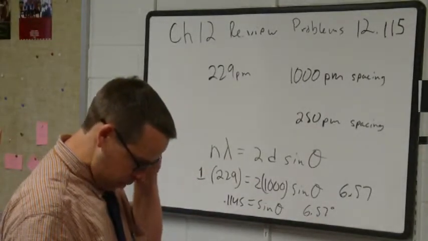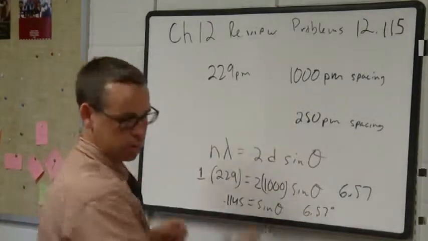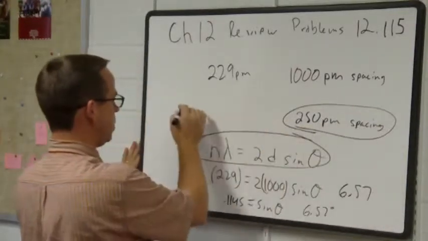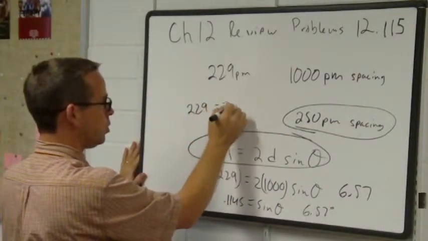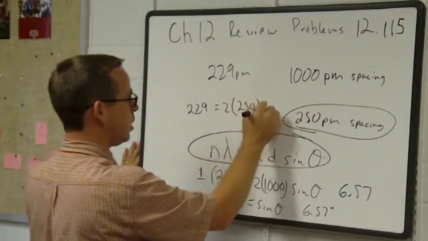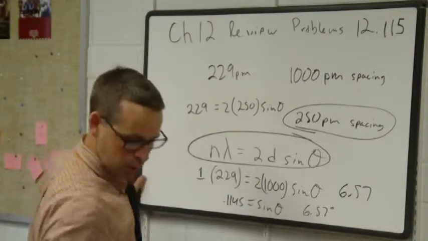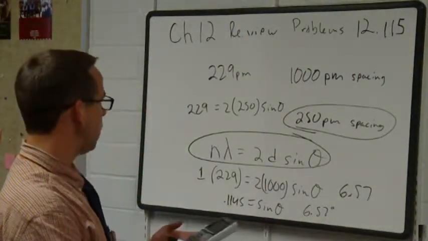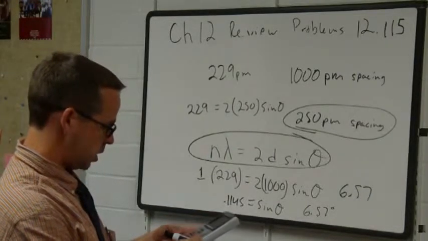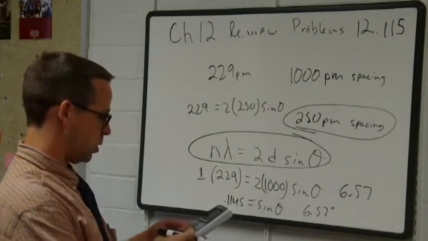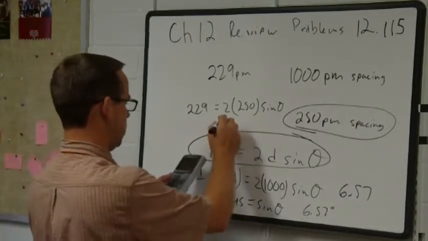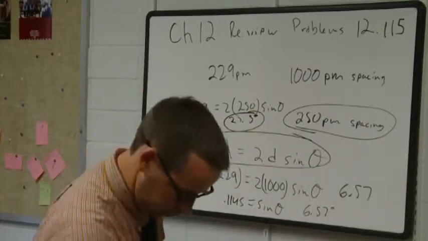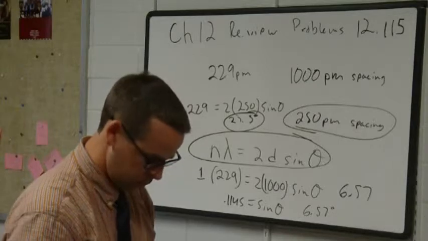All right, and then we can solve it for this other one. We can also set up this Bragg equation one more time with the 250 picometer spacing. 229 equals 2 times 250 sine theta. So we have 229 divided by 500. All right, and then inverse sine of 0.458, which is 229 over 500, so we're looking at 27.3 degrees. So that's right, 27.3 degrees.